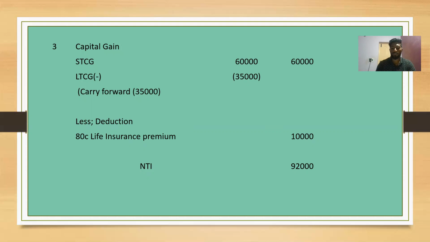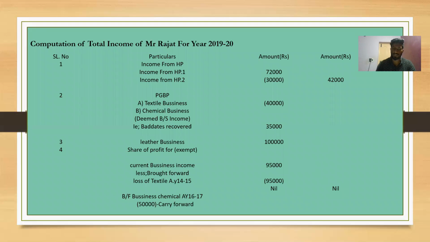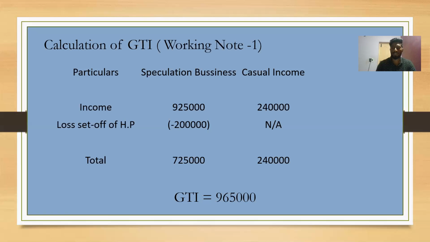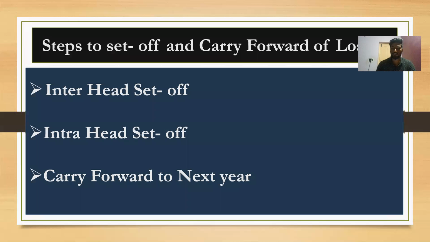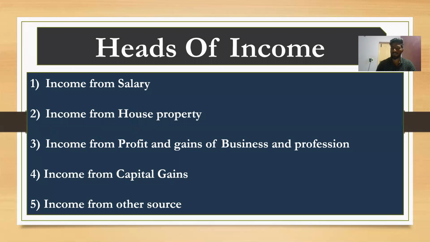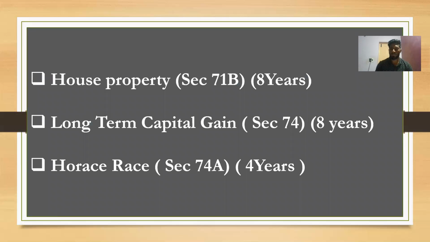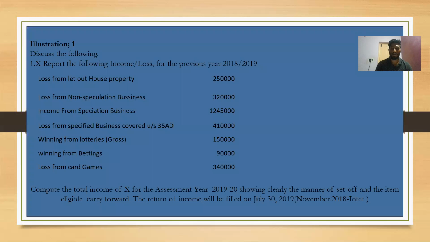So here we are done with our illustration number 2. I have covered all the aspects regarding provisions to set off and carry forward losses. I have done the theoretical concept as well as the solution part of it, in the sense of the practical orientation. So you can see this illustration any time and make use of it. Thank you.